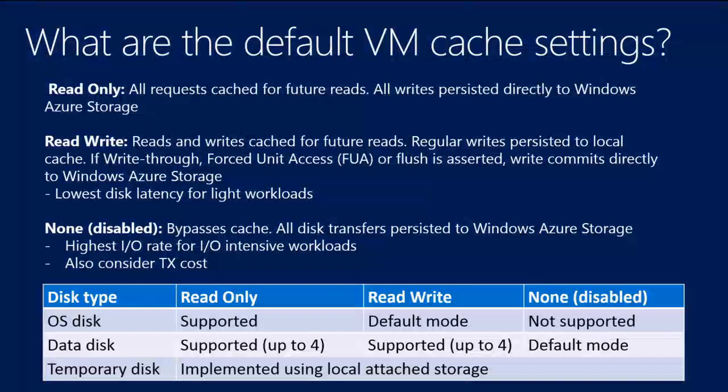There's a read-only cache, so all requests are cached for future reads, but the writes get persisted directly to Windows Azure storage. And then the read-write cache, which is what you get on the OS disk by default, then reads and writes are cached for future reads. And then regular writes just go to the cache, but if you specify a write-through flag or a forced unit access flag when you're doing the write, then it gets committed directly to storage. Or you can have none. So the cache is bypassed altogether, and then all disk transfers are persisted to Windows Azure storage.